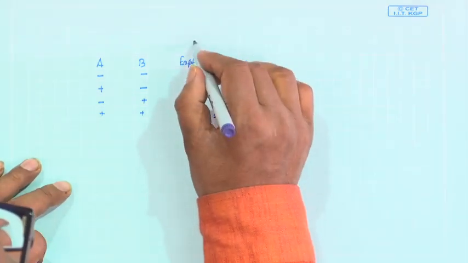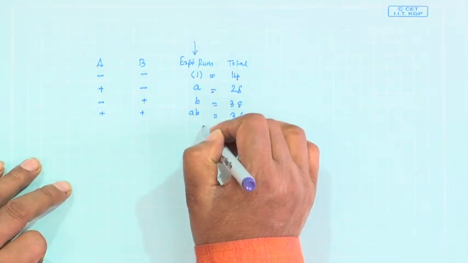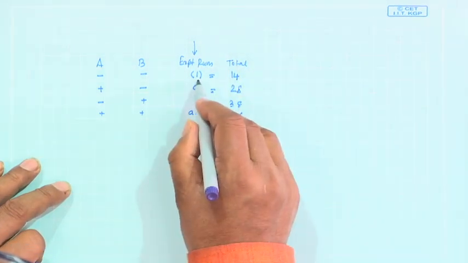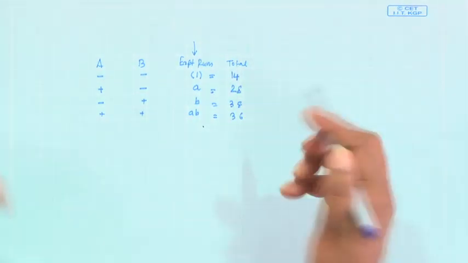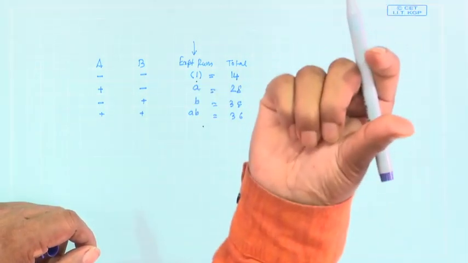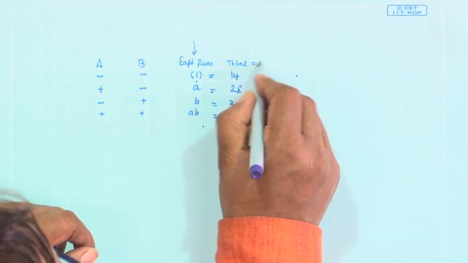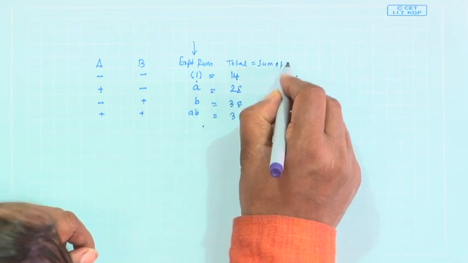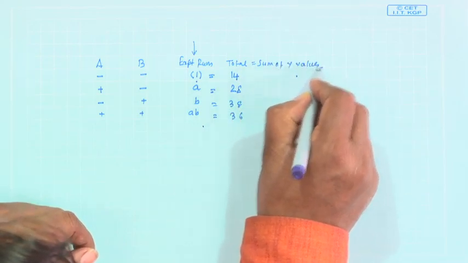So, this will be the experimental setting on one hand. On the other hand, the number means, suppose if there is only one replication, then this value is the one y value. So, the sum of y values.